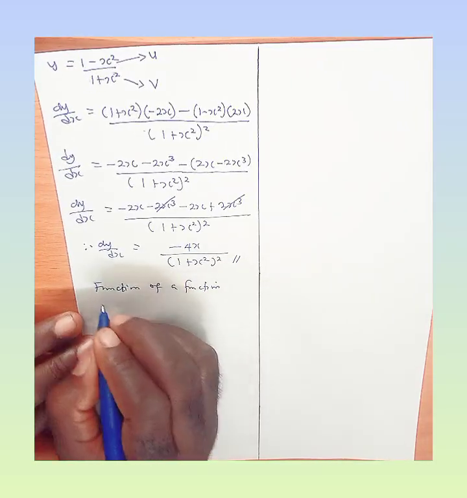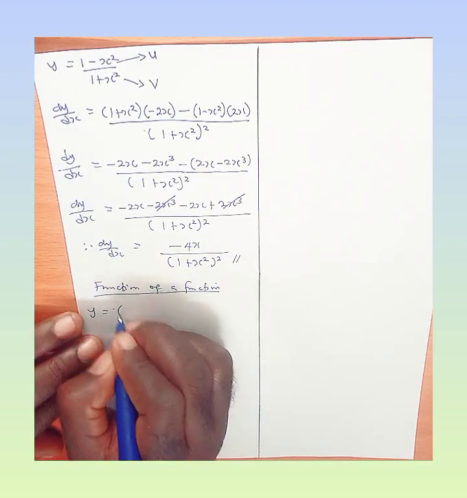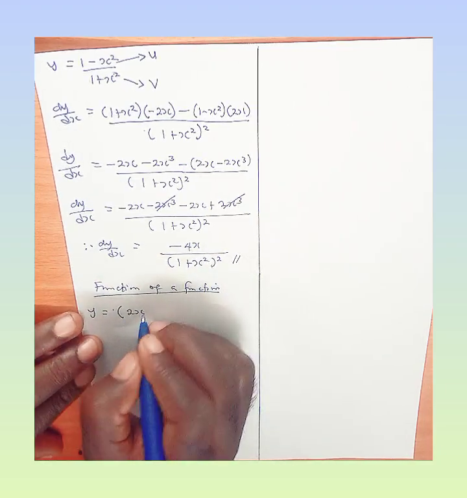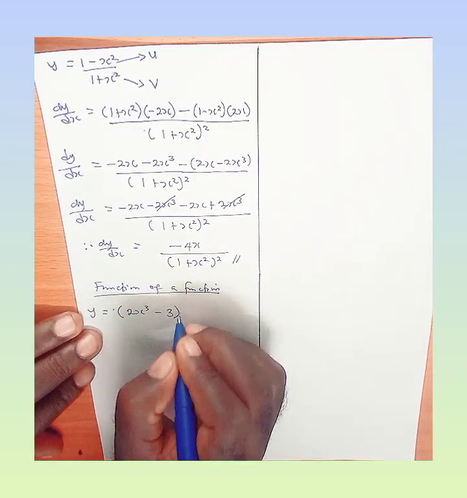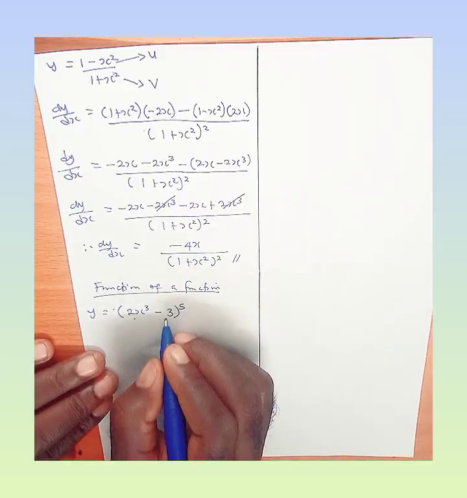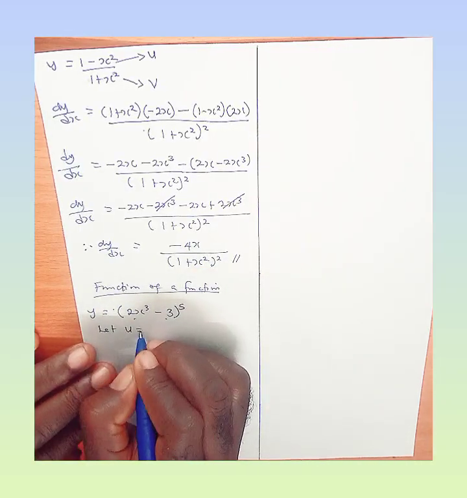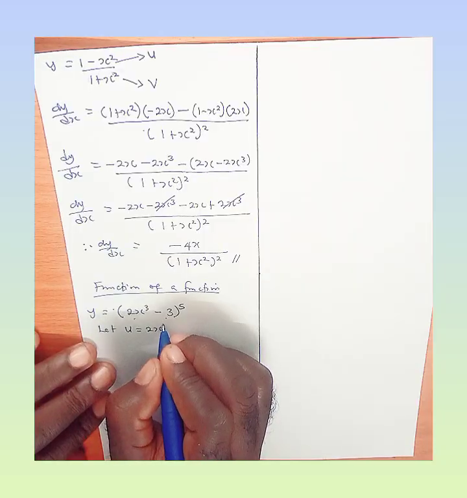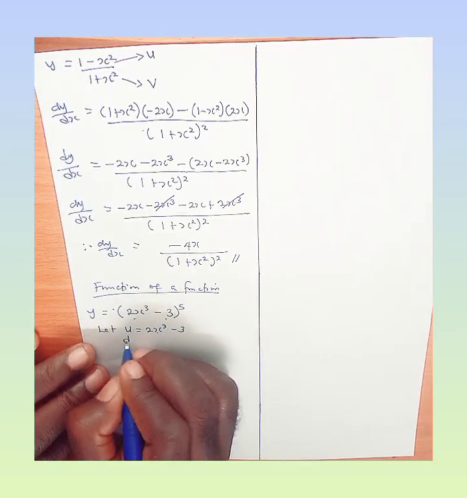When do we use this? If you have something like y is equal to (2x^3 - 3) raised to power 5, you replace the inner expression with another function. We say let u be equal to 2x^3 - 3. Then you differentiate u with respect to x.